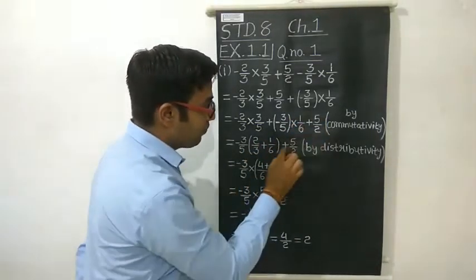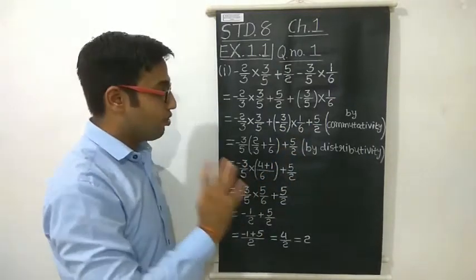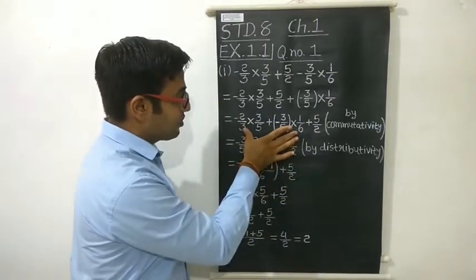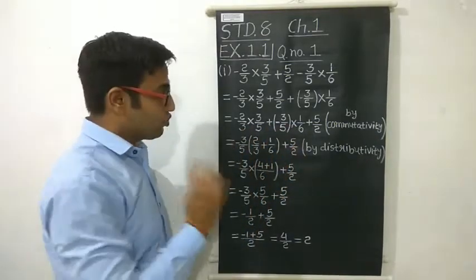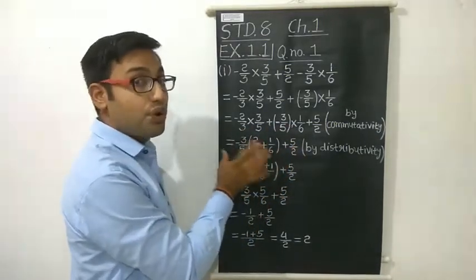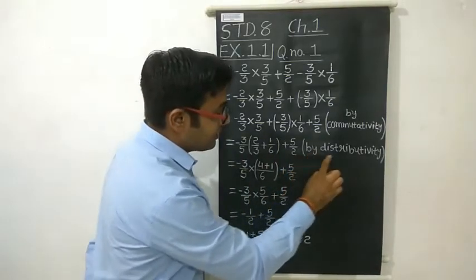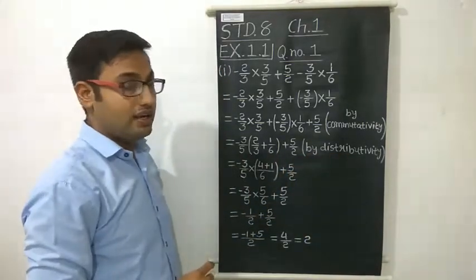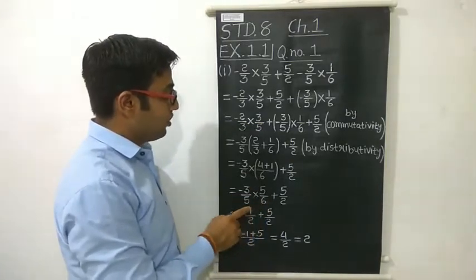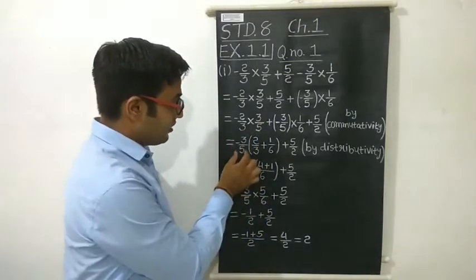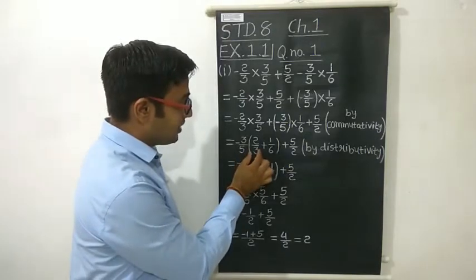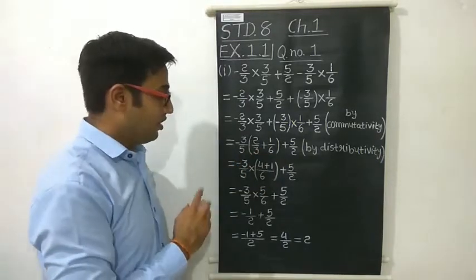And this term, plus 5 upon 2, remains as it is because we are currently processing only these two terms. So this term remains as it is. So which property do we use here? Distributivity, right? This is the distribution of multiplication over addition because this term is now in multiplication with this term and this term, right? Okay.